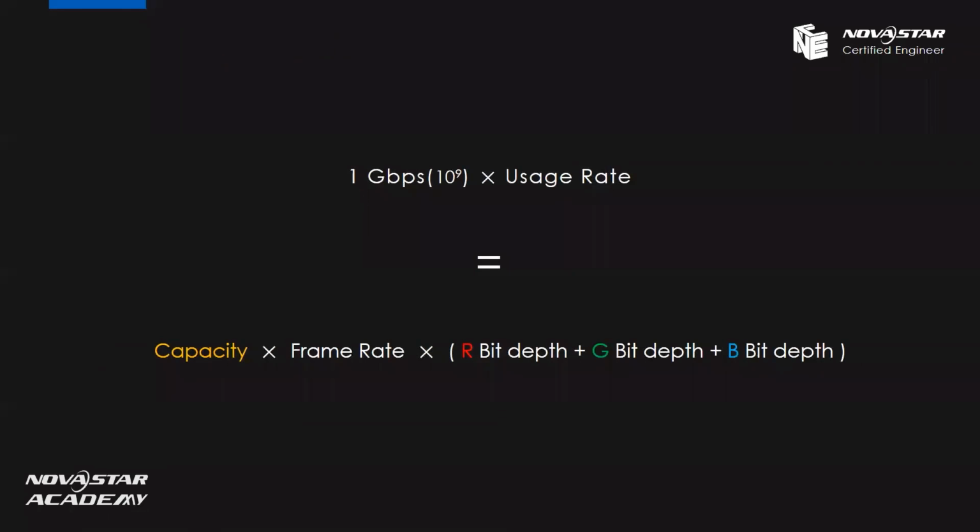But here I have a question for you. Why is the loading capacity of each output port 650,000 pixels? Actually, there is a formula. Here we can see 1 gigabit is the bandwidth of each Ethernet cable, and 93.6% is the average we can use. So it is equal to the capacity multiplied by the frame rate and multiplied by the color depth of RGB. Here, the common input color depth is 8-bit, and the frame rate we test at is 60 Hertz.